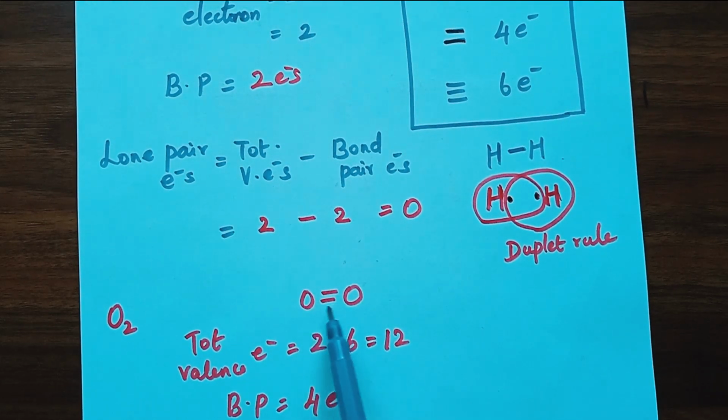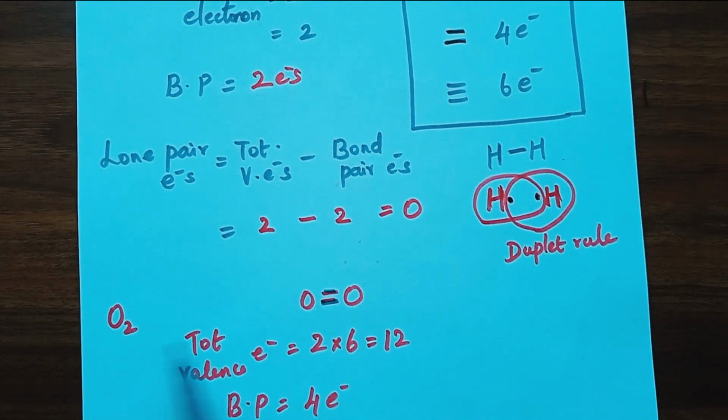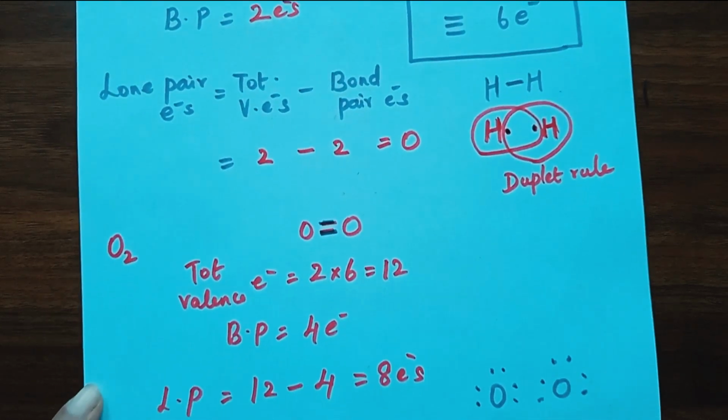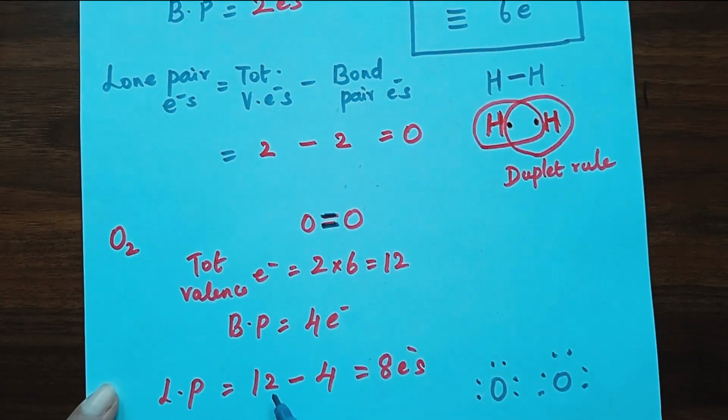O2, we know, will form an O double bond O. A double bond will be formed here. The total valence electrons for oxygen: there are 2 oxygen atoms, so 2 into valence electron for oxygen, which is 6, so 2 into 6 is 12. There are 12 valence electrons in total. Bond pair of electrons here is 4, since there is a double bond. Lone pair of electrons is the total valence electrons 12 minus 4, so 8 electrons will be the lone pair of electrons.